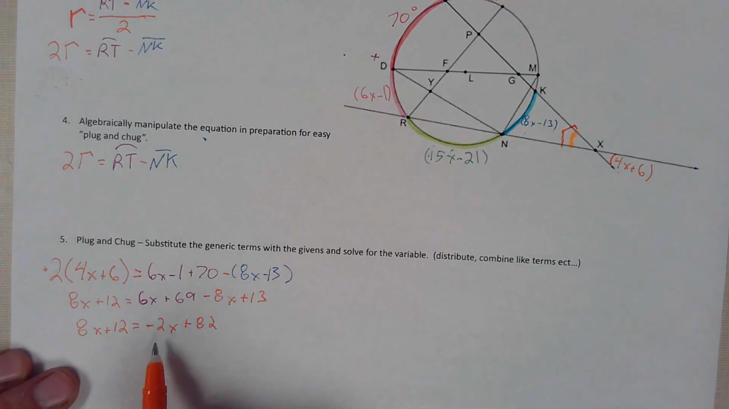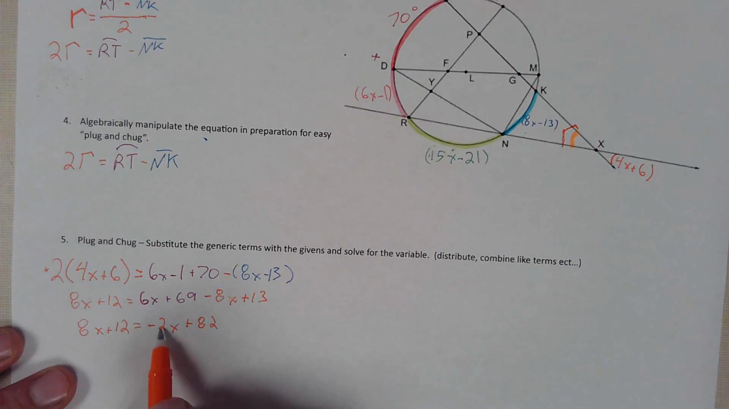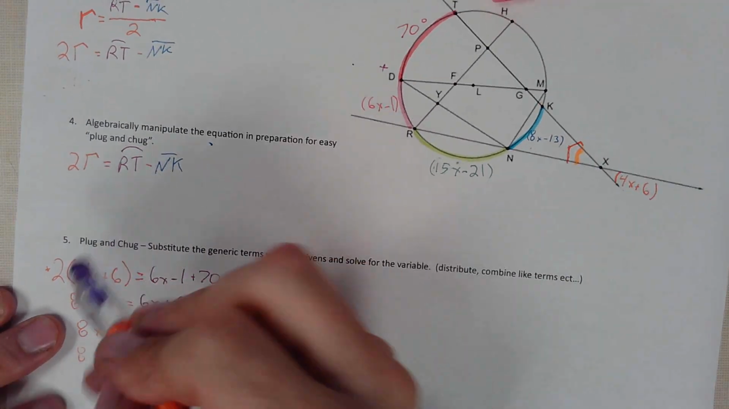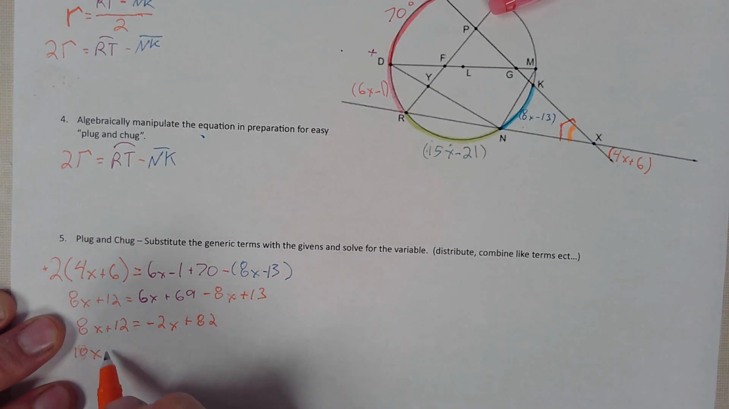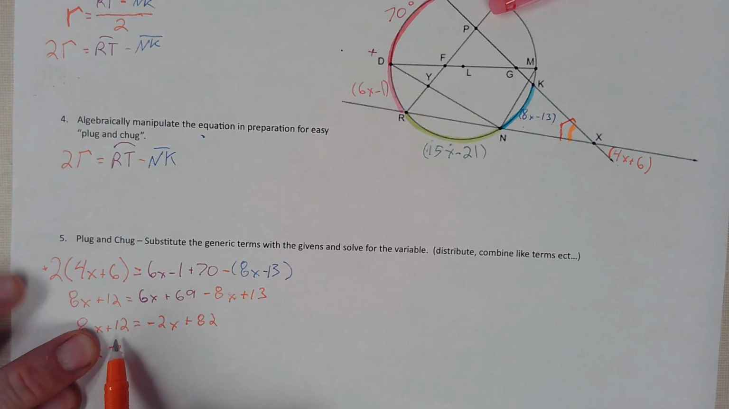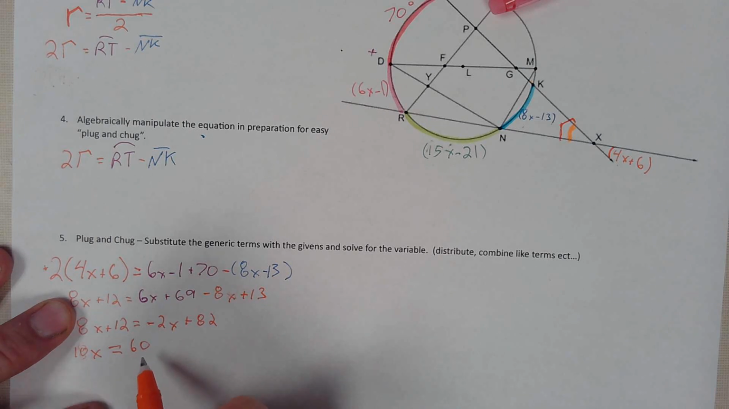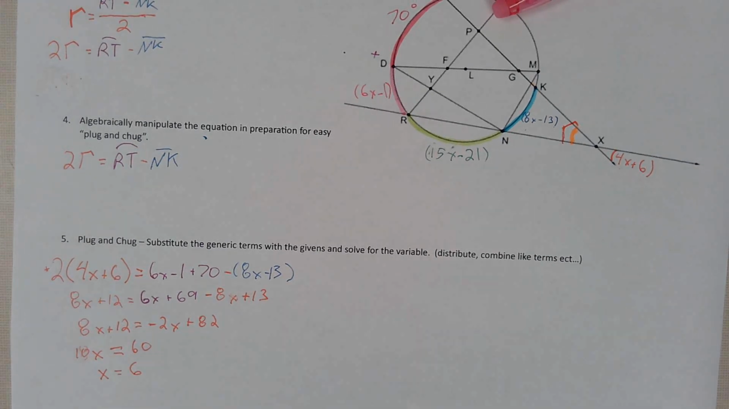All right, so I got my negative sign over here. I have a positive over there. I'm going to move this over here to be plus, so 8x plus 2x is going to be 10x. It's going to be 10x equals 82 minus 12, which equals 60. Therefore, x is going to be equal to 6. Right? So that is how we solve that one.